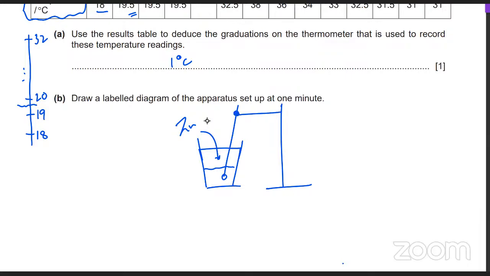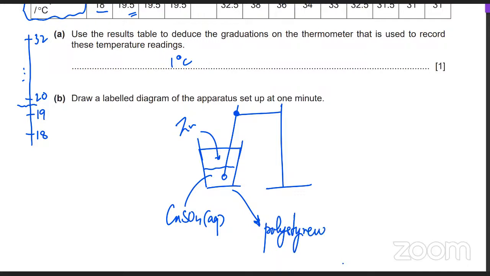The bulb, we showed that it's correctly inside the solution. We didn't label copper sulfate, so that's one other thing. You had to label it in detail. But anyways, the rest was all fine. You had to label this as well, that's your polystyrene cup. And that's your stand.